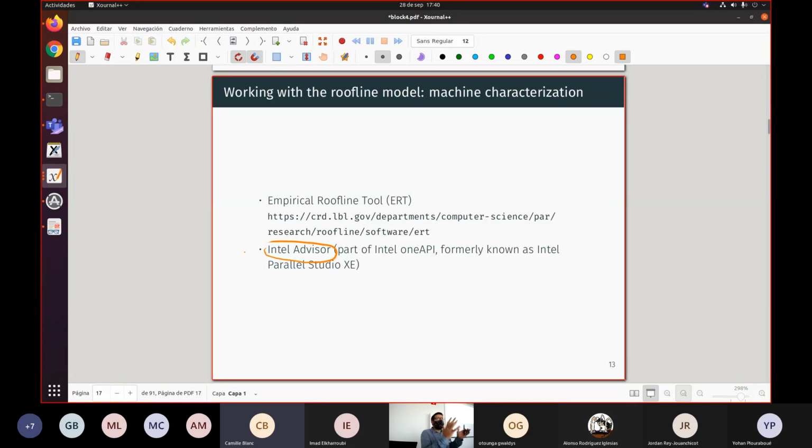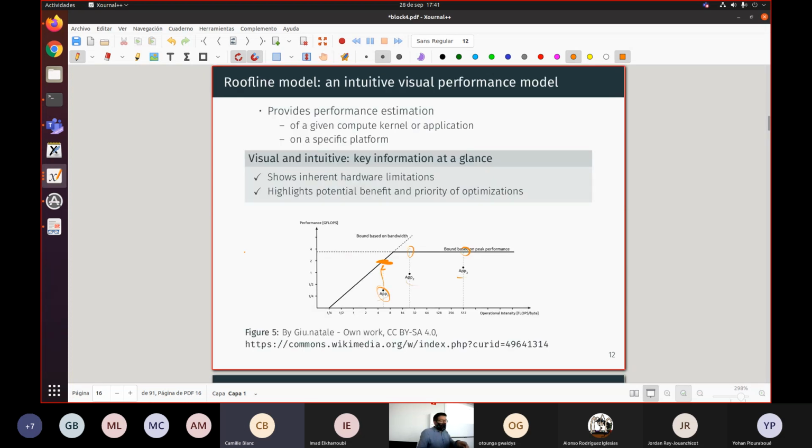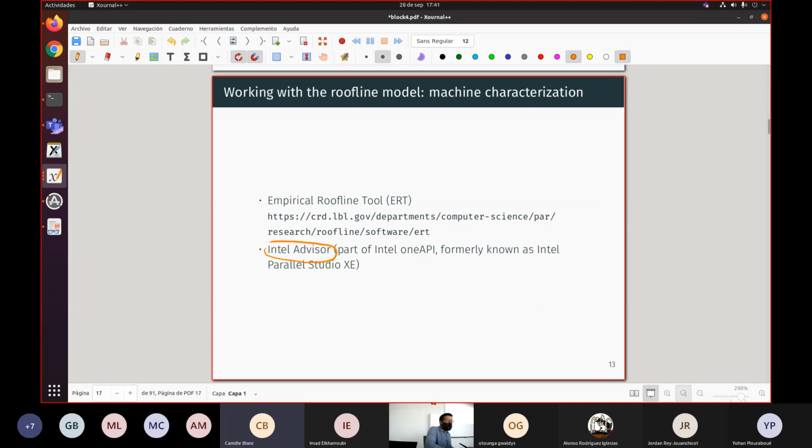So you can get the roofline model for your code, for different loops in your code. It's computing all this out of the box for you, so it's very useful that way, and it's even giving you advice on how to optimize your code by looking at the graph. So it's a great tool, Intel Advisor. Diego will teach you about this tool next week.